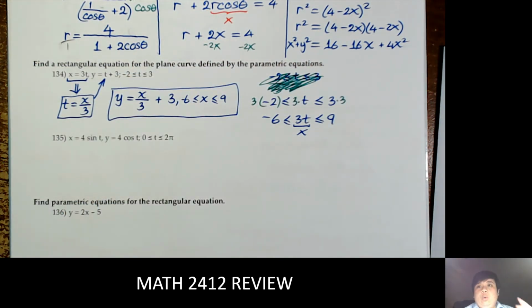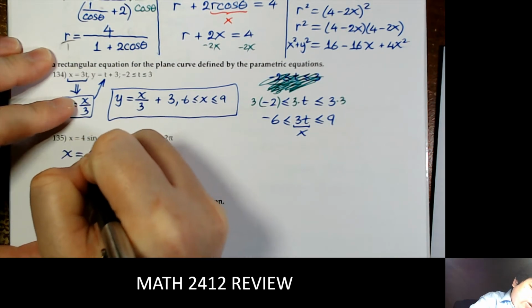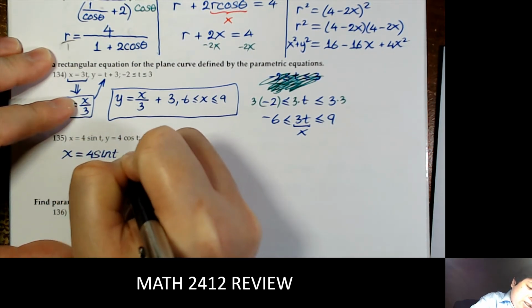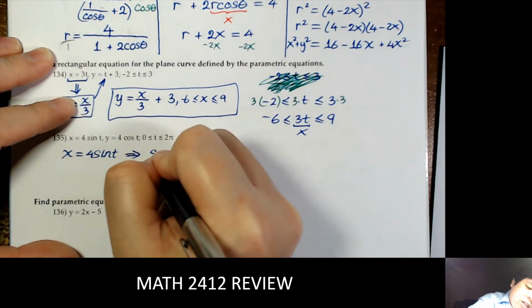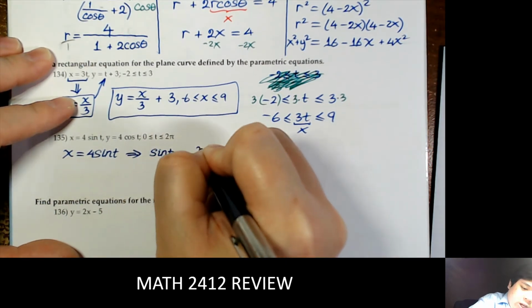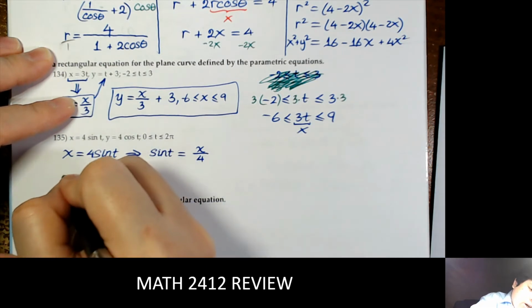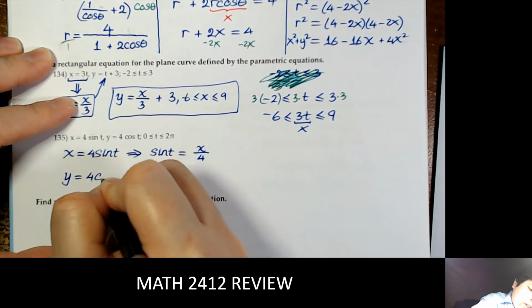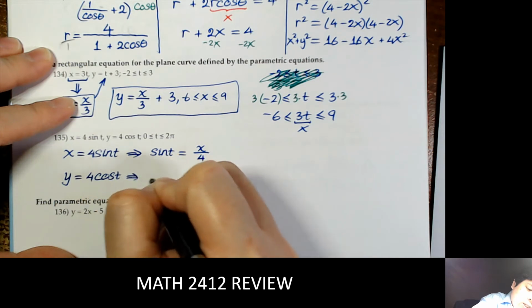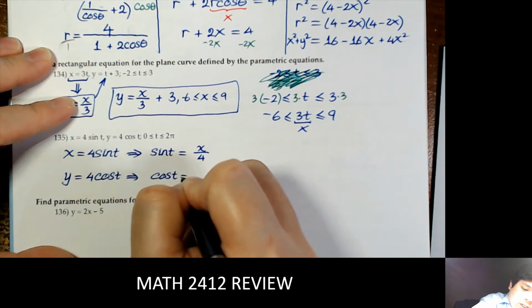So two ways to eliminate t. The first one is solve for t in terms of x or y, and substitute into the other equation. The second one, when we have the trig function like this, it's not quite easy. So I will write like this: x equal to 4 sine t, so sine t is equal to x over 4. y equal to 4 cosine t, so cosine t is equal to y over 4.